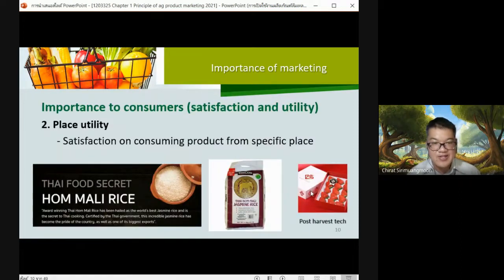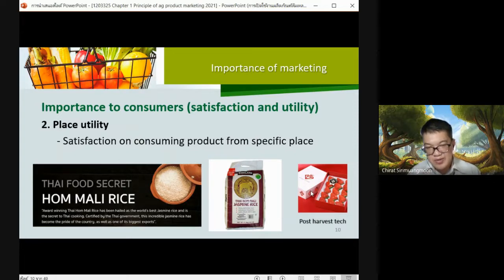How about place utility? Place utility is about the satisfaction of consuming a product from a specific place. Like here, the hom mali rice or jasmine rice from Thailand. For now, you can consume jasmine rice almost everywhere in the world because it's shipped to many countries. So if you want to consume jasmine rice in Japan, you go to an Asian market.